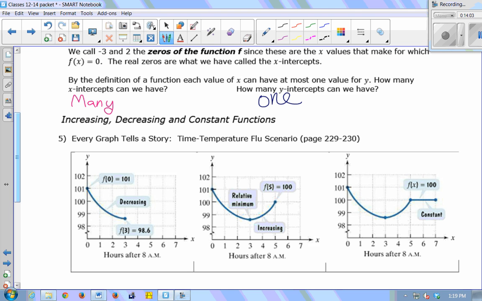So a function can only have one y-intercept. It can have zero, right? It's possible that it doesn't ever cross the y-axis. Have at most one value for x equals zero.